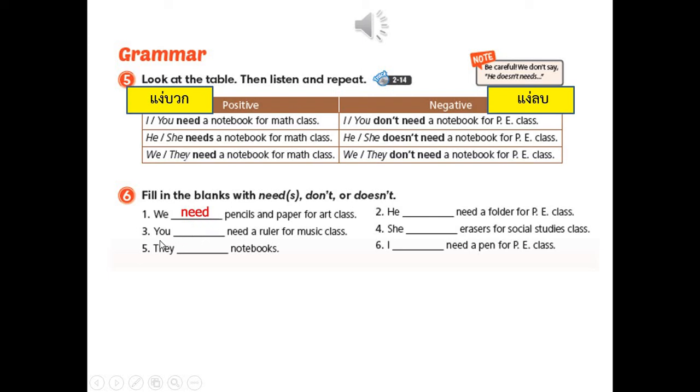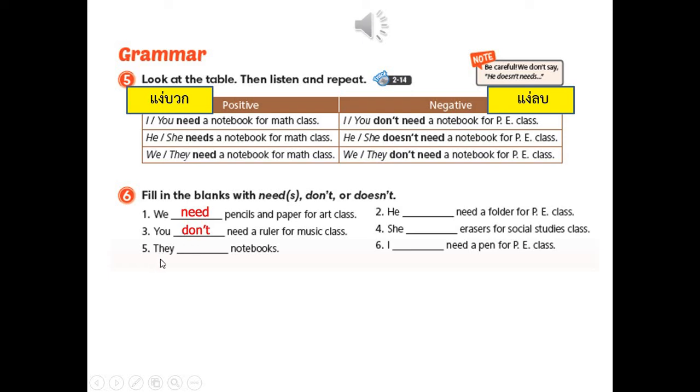Next, number 3. You. Again, this is our subject, you. Blank need a ruler for music class. Do you need a ruler for music class? No. So your answer should be don't or doesn't. If your answer is don't need, you are correct.